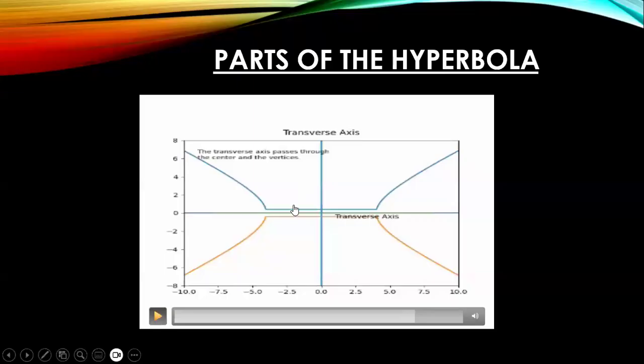Okay, the transverse axis now. The transverse axis passes through the center and the vertices. So as you see here on our x-axis, we have our transverse axis passing through, which is this green line that is showing here. The next important part we have here is a conjugate axis. The conjugate axis is perpendicular to the transverse axis. So in this case here, the conjugate axis is on our y-axis.